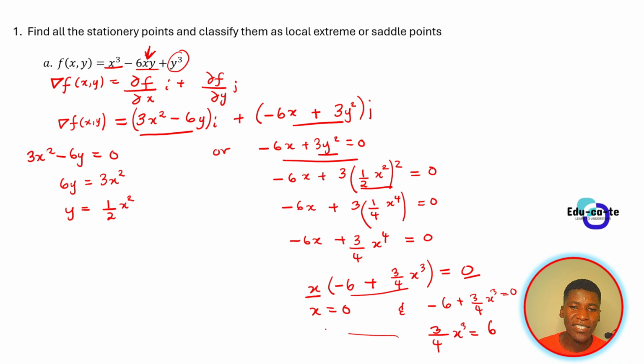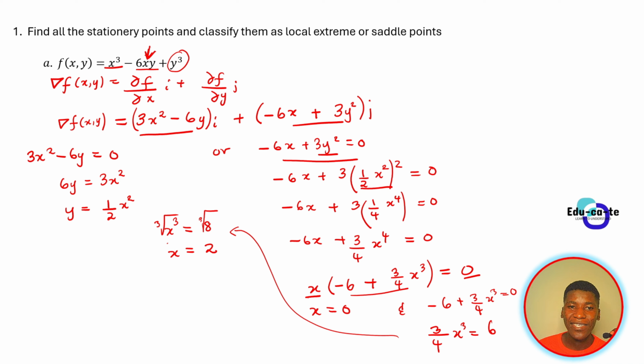So let me just take this here. You divide both sides by 3 over 4. You remain with x cubed equals 6 divided by 3 over 4, which is just 24 over 3, which is 8. So this will be just 8, if I see correctly here. And if you take the cube root of 8 on both sides, you're going to get that x can also be positive 2. What a long thing to do.